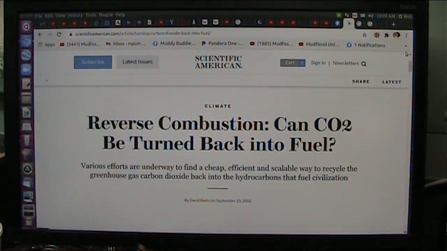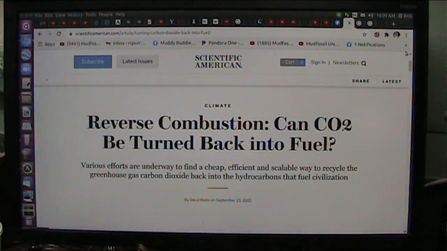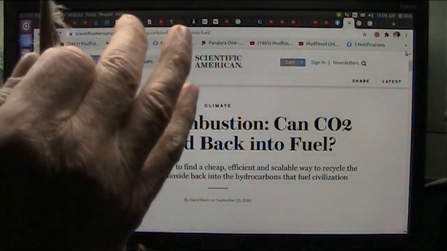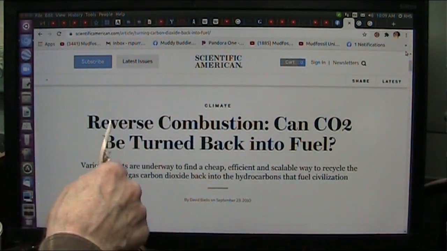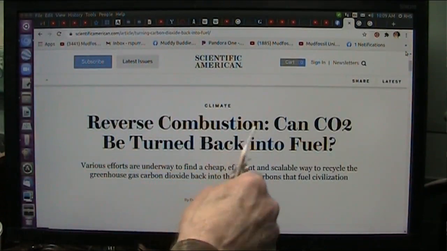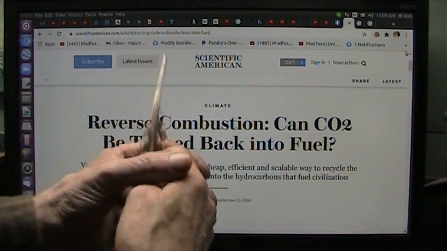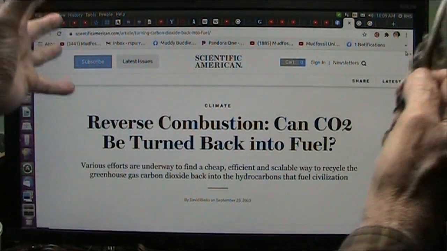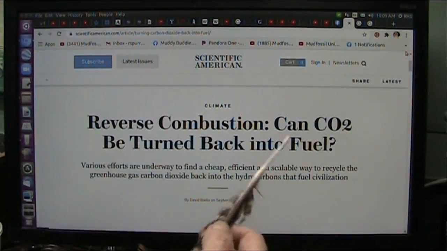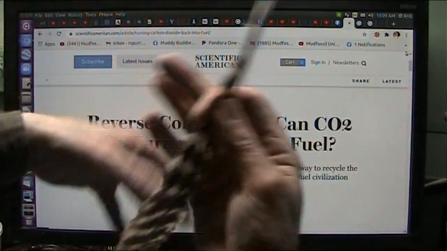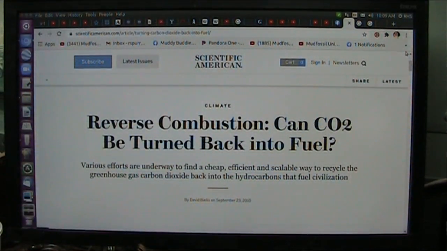Okay, my friends, I think I might have a little exciting news. It's exciting to me, and I'm not sure it's feasible, but I'm going to show you, and I think it is. They say, can we reverse combustion? Can we change the CO2 after we burn it and expand it? Can we turn it back into a fuel again instead of trying to sequester it? If we can turn it right back into a fuel again, that would be pretty fabulous, wouldn't it?